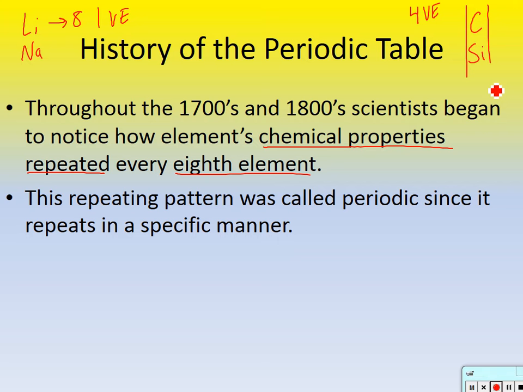Okay, this repeating pattern was called periodic since it repeats in a specific manner. So something that repeats itself in a predictable and specific manner, we say that is periodic. What are some things in the world that we know that repeat in a specific manner? Days of the week. Don't they repeat in a specific manner? Okay. What about days of the year? Isn't 1 year always 365 days? What else is repeating?